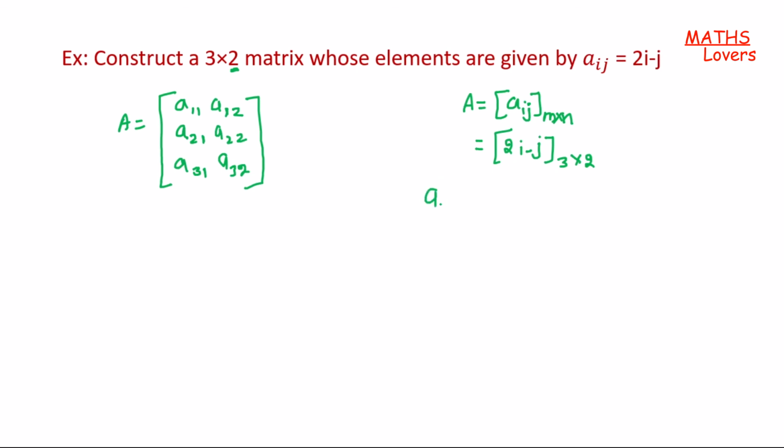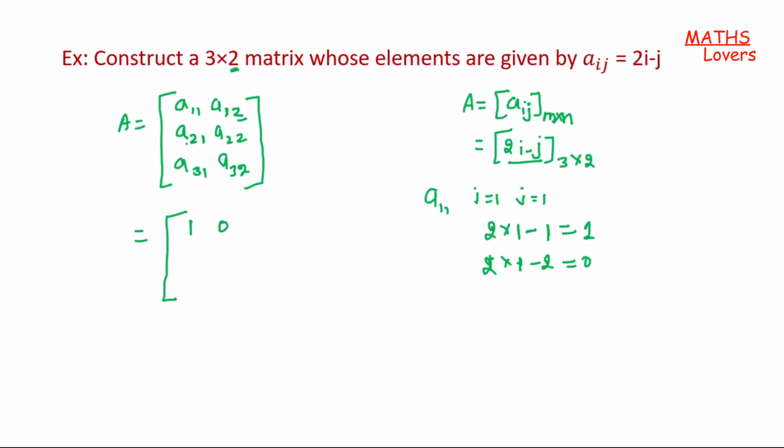So if we want to find the value of A11, here i is 1 and j is also 1. So we will put in this 2i minus j. So it will be 2 minus 1, so it will come out 1. Like this we will replace all the elements here. So A11 will be our 1. For A12 we will replace i by 1 and j by 2. So it will be 2 cross 1 minus j, which is 2. So this is 0. So it will be 0 here.